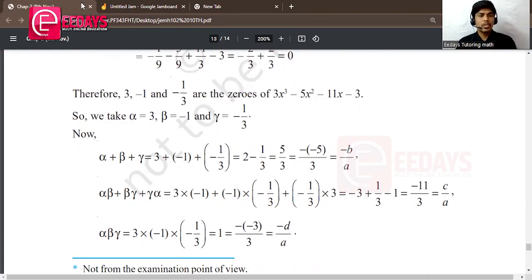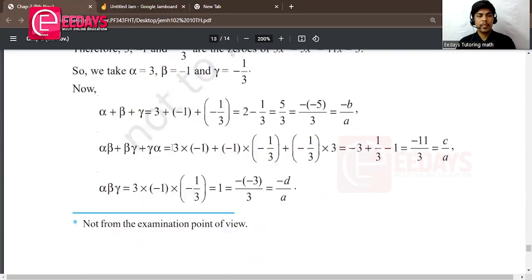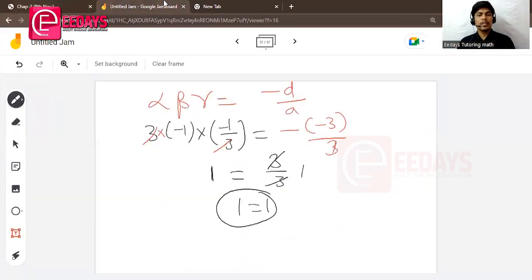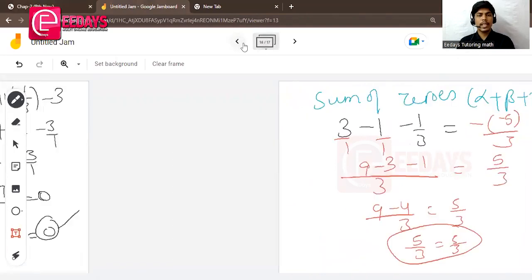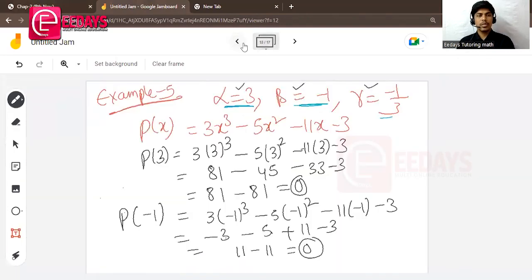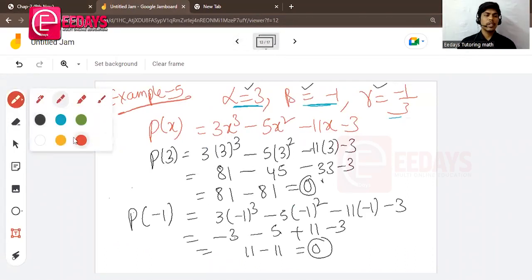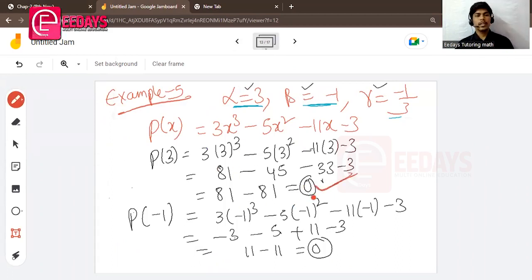All right. So you just verify like this. Yeah, now exercise 2.2. So before that, still observe carefully, cubic polynomial, it's not an easy thing. So after giving that, you just verify like this. If you get 0, then you can confirm alpha is equal to 3. These are zeros of the polynomial. And by substituting minus 1, you'll get 0. You can confirm beta is equal to minus 1.